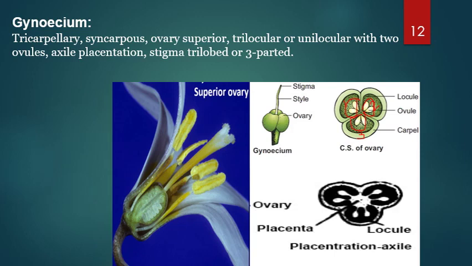The fused margins of the carpel grow inward in the center of the ovary. Thus the compound ovary becomes multilocular. The marginal placenta of all the carpels fuse in the center to form a central axis. So ovules are attached to this central axis, as you observe in this figure.